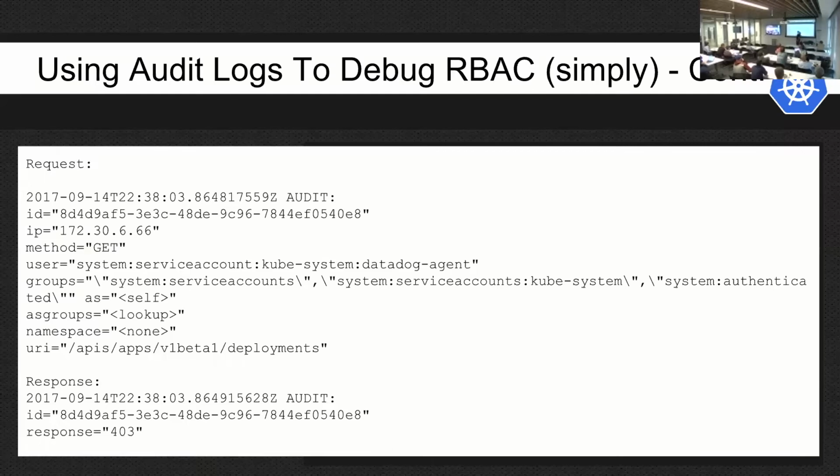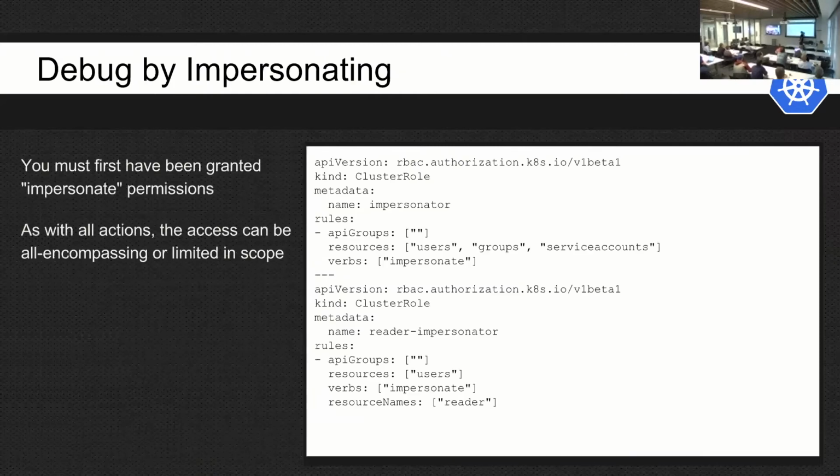But I mean, depending on your logging system, they may have a way to combine two records based on an ID. So again, here's where you can see the user here, the group they're running as. These as groups and as fields here would be fields that they were using the impersonate, which we'll talk about later. And again, there's where you would read the deployments out.